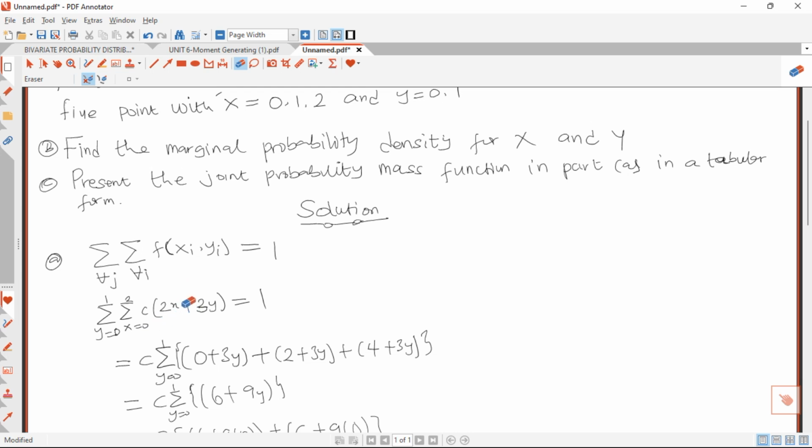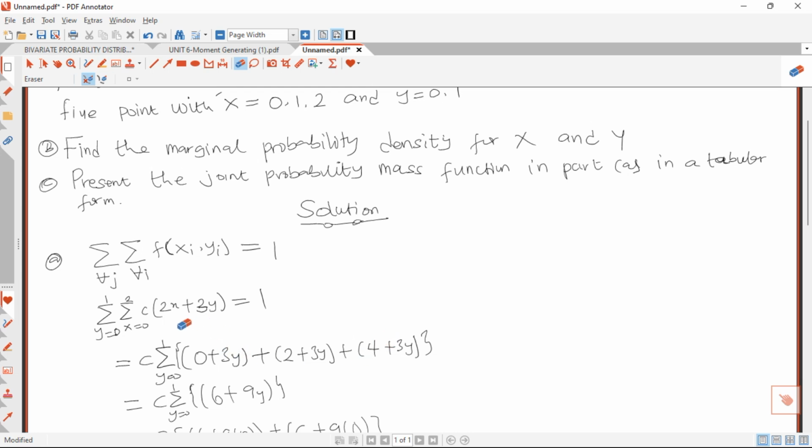So when I take this function, everywhere I see x, I'm going to put 0 first. So here I'm going to get 2 times 0, which is 0, plus 3y. Plus, I'm going to take x equal to 1. When I substitute that here, I get 2 times 1, which is 2, plus 3y. And then I'll take x equal to 2. When I take x equal to 2, I get 2 times 2, which is 4, plus 3y.